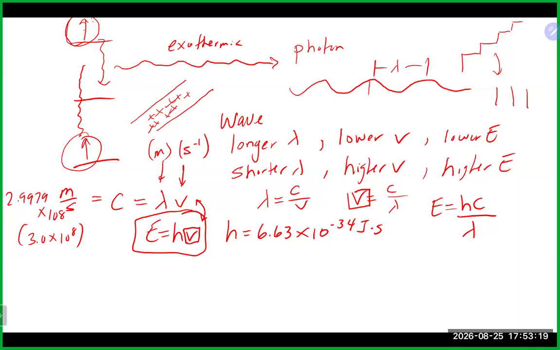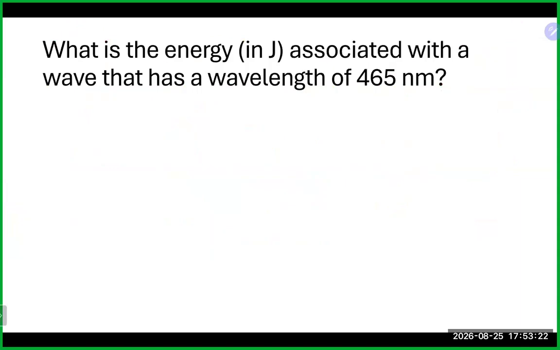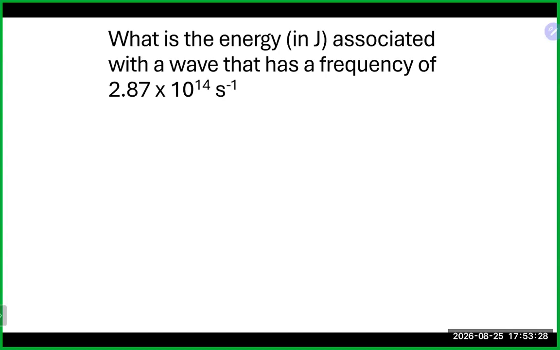Okay, so I think we finished this example at the end, or maybe not. I don't think we did this one, right? So why don't we do this one. What is the energy in joules of a wave that has a frequency of 2.87 times 10 to the 14 reciprocal seconds? Okay, let's take a look.